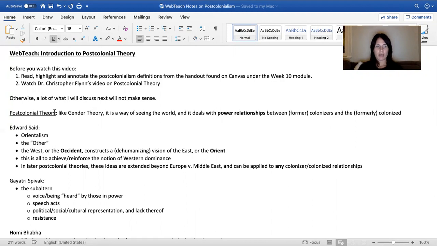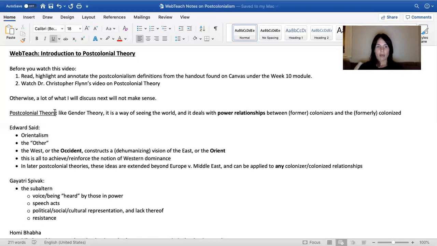So in the same way, the unit that we're starting this week, sorry, those are my dogs. The unit that we'll be beginning this week is on post-colonial theory. And like gender theory, it's a way of seeing the world, and it specifically focuses on power relationships. But this time, the power relationships are not gender related, they're related to this idea of the colonizer and the colonized, or what is now kind of considered the former colonizer and the formerly colonized, in the 21st century.